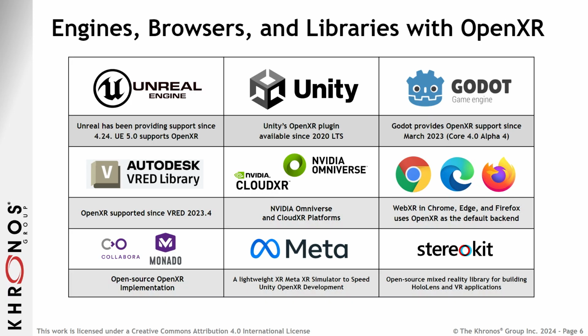Another aspect of adoption is adoption by the engines, because many people, of course, access OpenXR functionality not directly, but through their favorite engine. Unity, of course, is probably the most widely used. Unreal, Godot. There are a bunch of engines here on the slide, and they all have OpenXR backends. One particularly near and dear to my heart, because I do stuff in the web ecosystem, are the WebXR engines that are built into the major browsers.